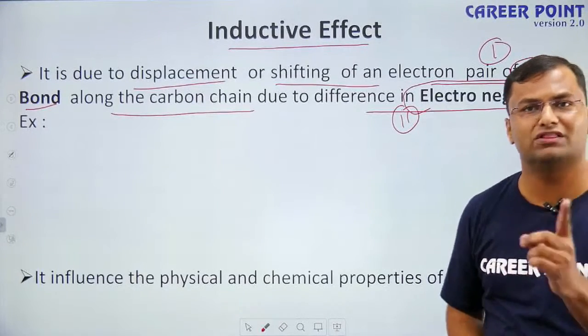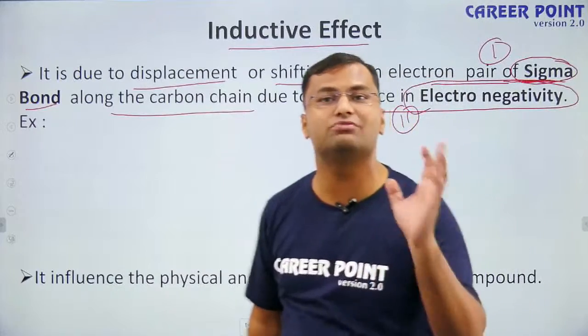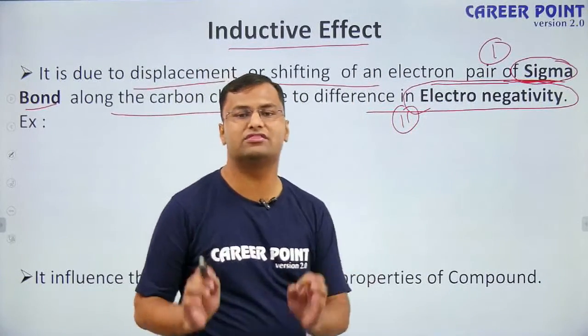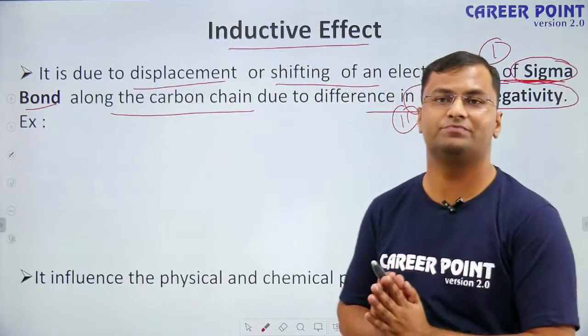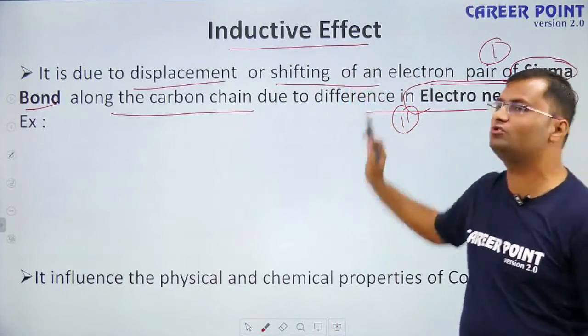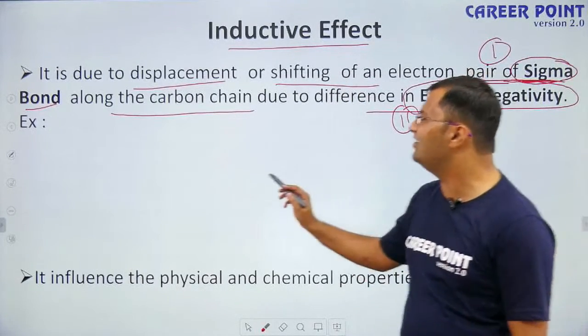Clear or not? So the first point you have to remember is the shifting of the sigma bond between the atoms of the molecule, and second, it is shifting due to difference of electronegativity. This is only a shifting. This effect is generally due to shifting of the sigma bond. Now we will take an example.